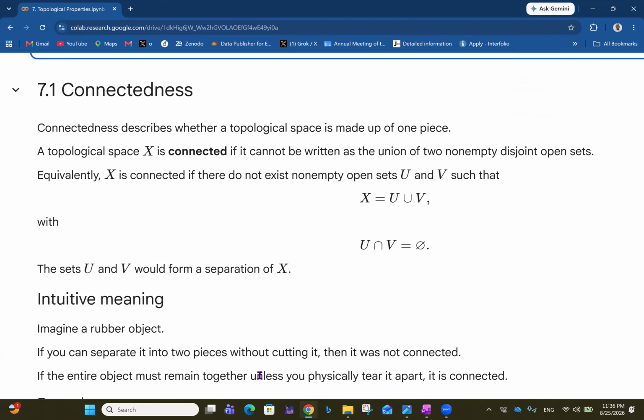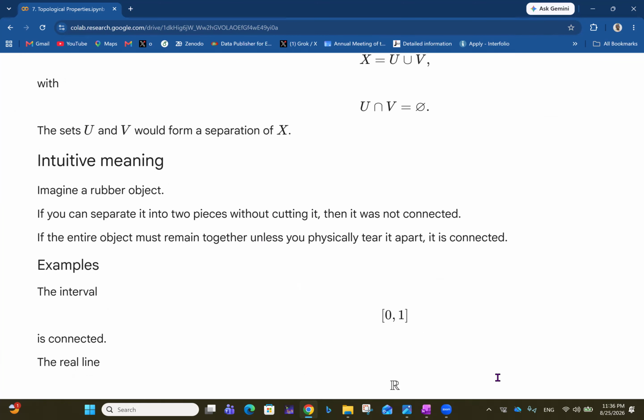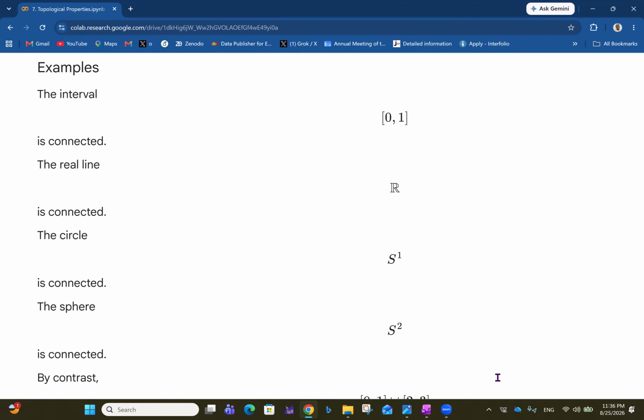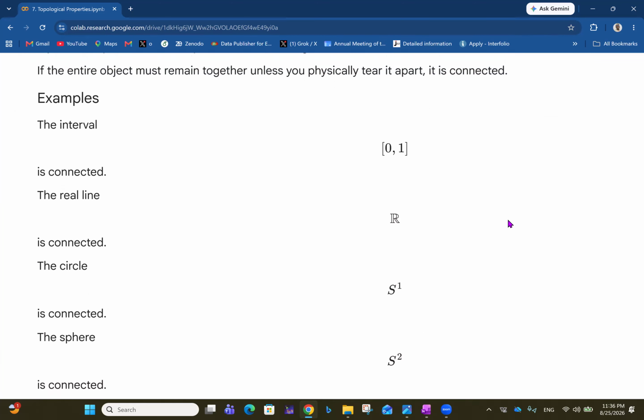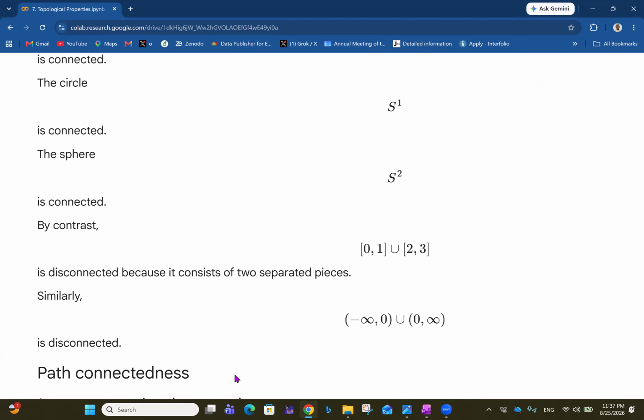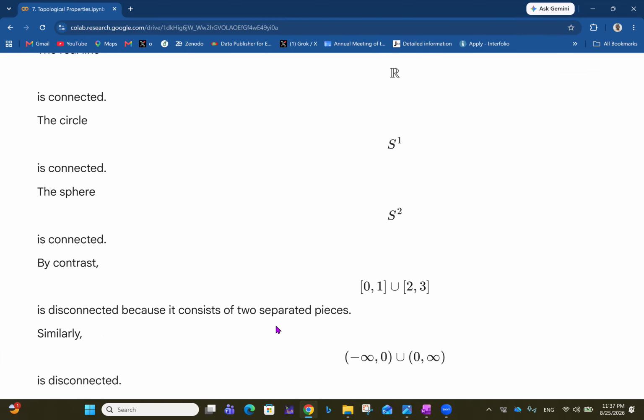If the entire object must remain together unless you physically tear it apart, then you say it is connected like that. So examples: the closed interval [0,1] is connected, and of course, we also know that the real line R is connected. Then the circle S1 is connected. The sphere S squared is connected. So all these are connected. By contrast, we see that [0,1] union [2,3] is disconnected, right? It is disconnected because it consists of two separated pieces.